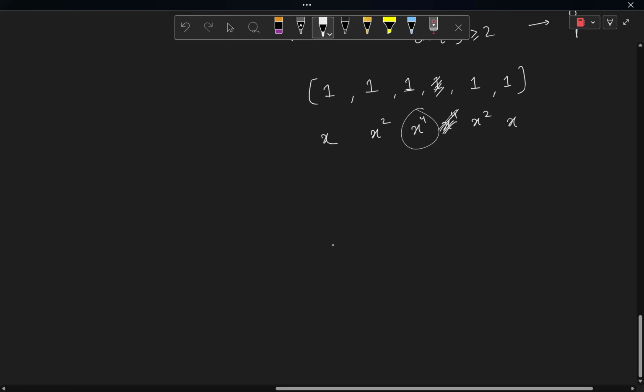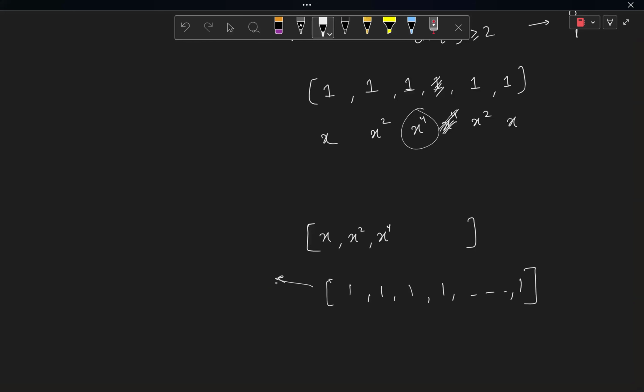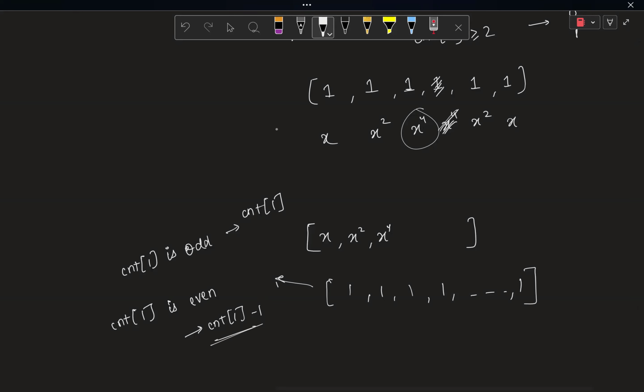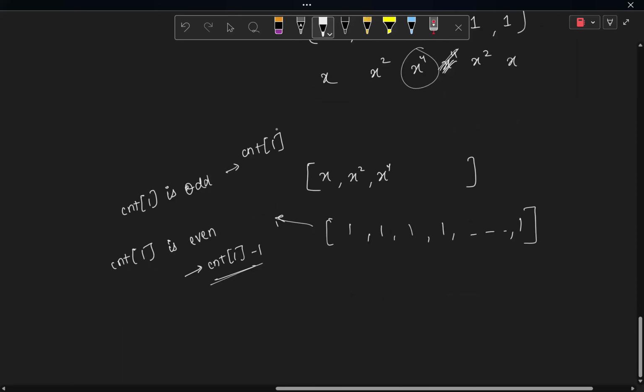So in a nutshell, for the case where x is equal to 1, x raised to the power 1, x raised to the power 2, x raised to the power 4, everything is just 1. All of these things are equal to 1, so our subset will just look like 1, 1, 1, 1, 1 coming up in the whole subset. How many times will it come? If count 1 is odd, in that case, there will be cnt1. Basically, all the 1s can be used. But if count of 1 is even, then you can use count 1 minus 1 number of 1s in the subset. You cannot use all of them because it would not follow the pattern. And now I think that it should be completely clear.